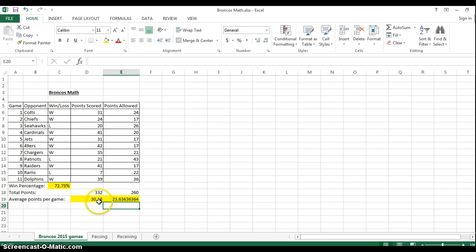And another way to change the format is just to simply hit this format painter and move it over here. So now it's in the same format, the 2 decimal points. And we can see the Broncos have scored a little over 30 points a game and have given up 23.64 points per game, which means the Broncos score about a touchdown more than their opponents, which is good.